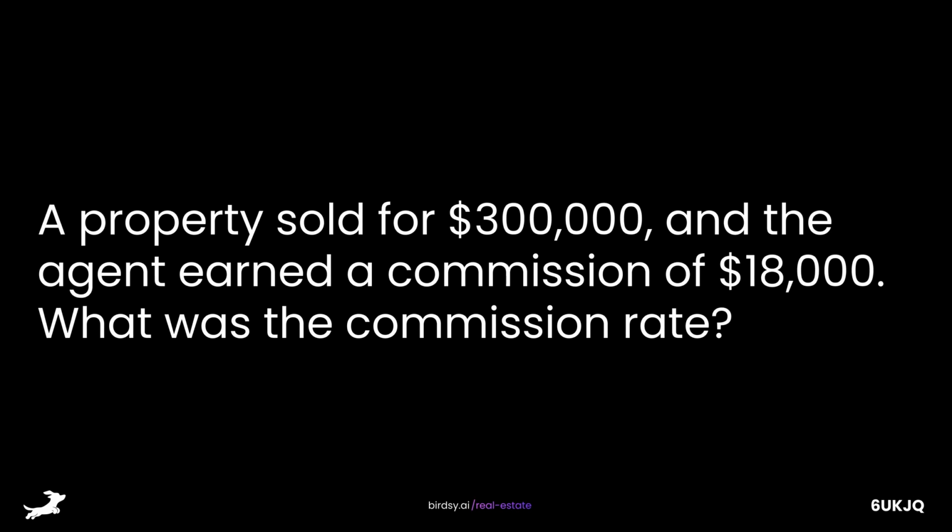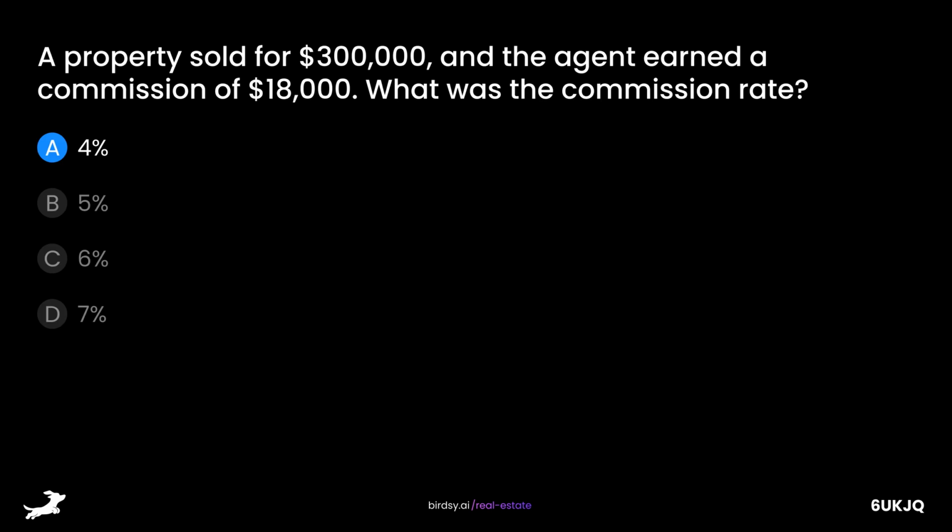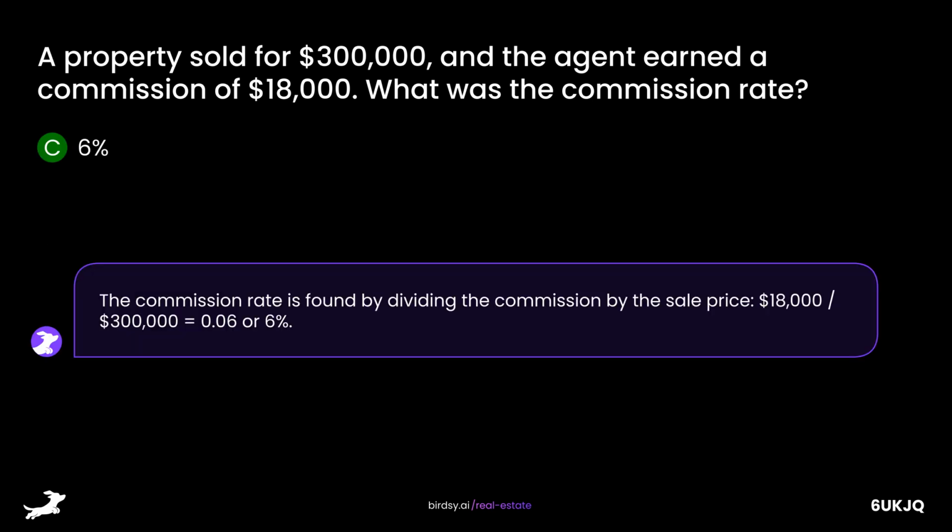A property sold for $300,000 and the agent earned a commission of $18,000. What was the commission rate? Is it A, 4%, B, 5%, C, 6%, or D, 7%? The answer is C, 6%. The commission rate is found by dividing the commission by the sale price. $18,000 divided by $300,000 equals 0.06 or 6%.